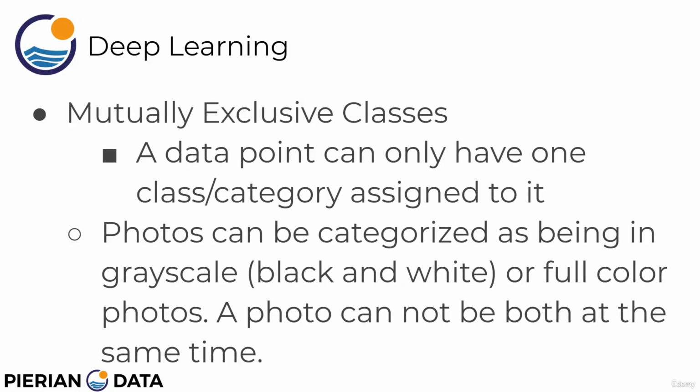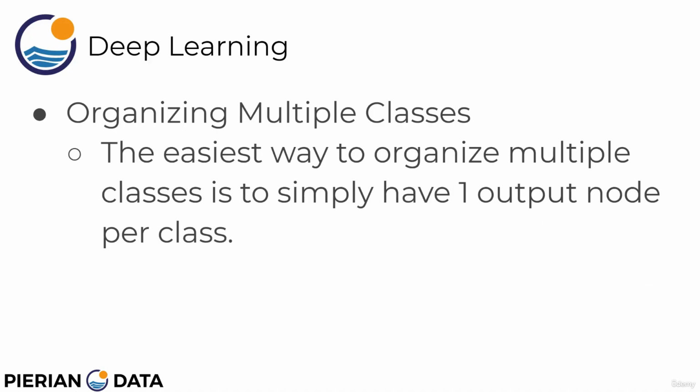For a mutually exclusive class, that data point can only have one class or category assigned to it. So for example, photos can be categorized as being in grayscale, black and white, or full color. A photo can't really be both at the same time. It's either in grayscale, black and white, or full color. You can't assign both of those classes to a single data point. That wouldn't make sense. So that's mutually exclusive.